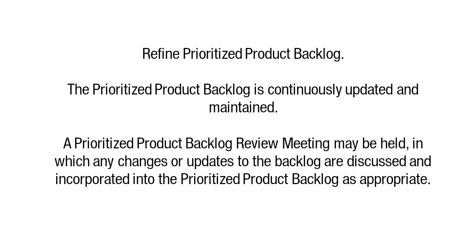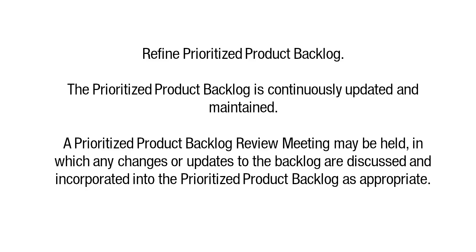In this process, the Prioritized Product Backlog is continuously updated and maintained. A Prioritized Product Backlog review meeting may be held in which any changes or updates to the backlog are discussed and incorporated into the Prioritized Product Backlog as appropriate. Now that we have understood that there are three processes involved, let's learn them in detail now.